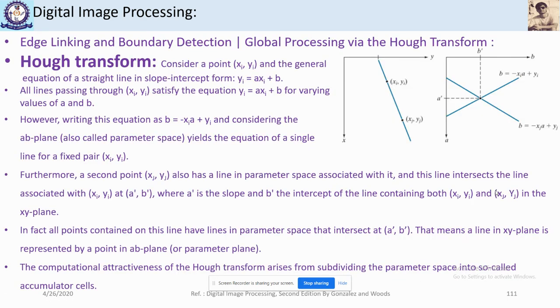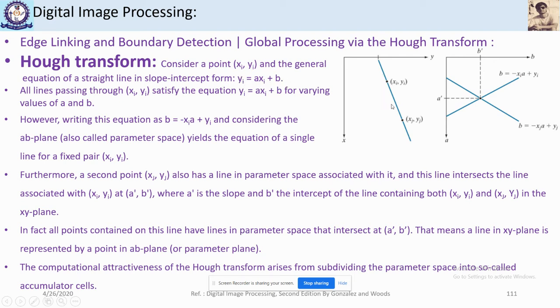Then moving ahead, we have next global processing via Hough transform. Before looking at the processing for linking using Hough transform, first let us understand what the Hough transform is. Let's consider a point xi, yi, and the general equation of a straight line in slope intercept form, that is given as yi = axi + b.